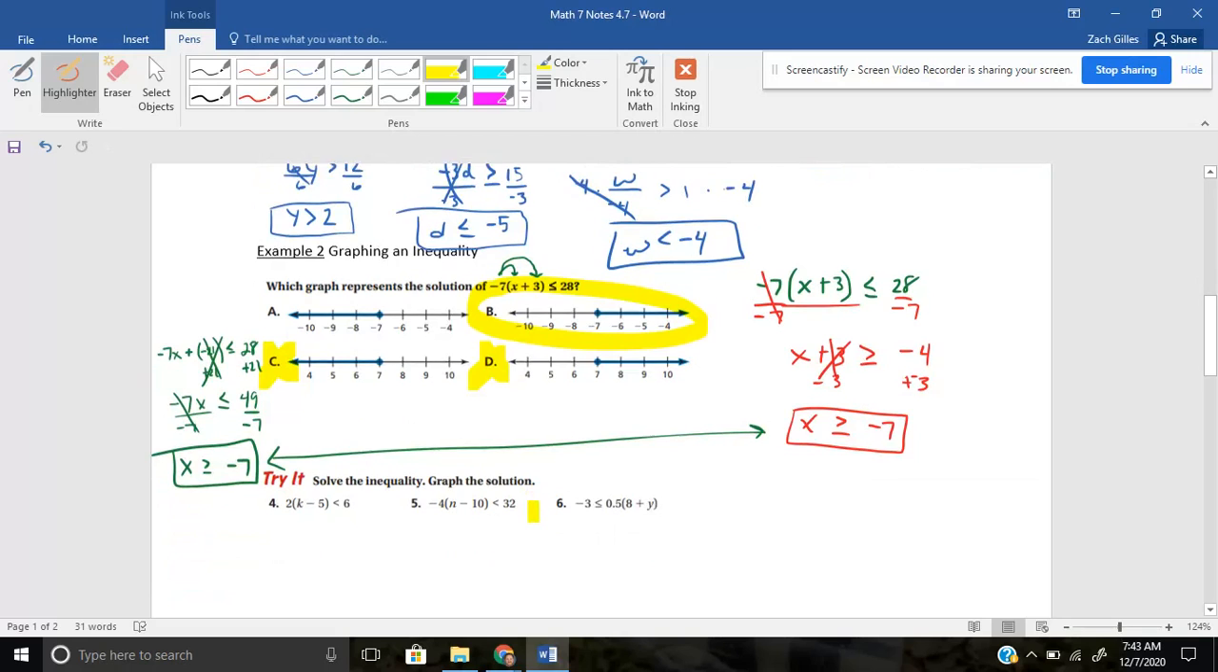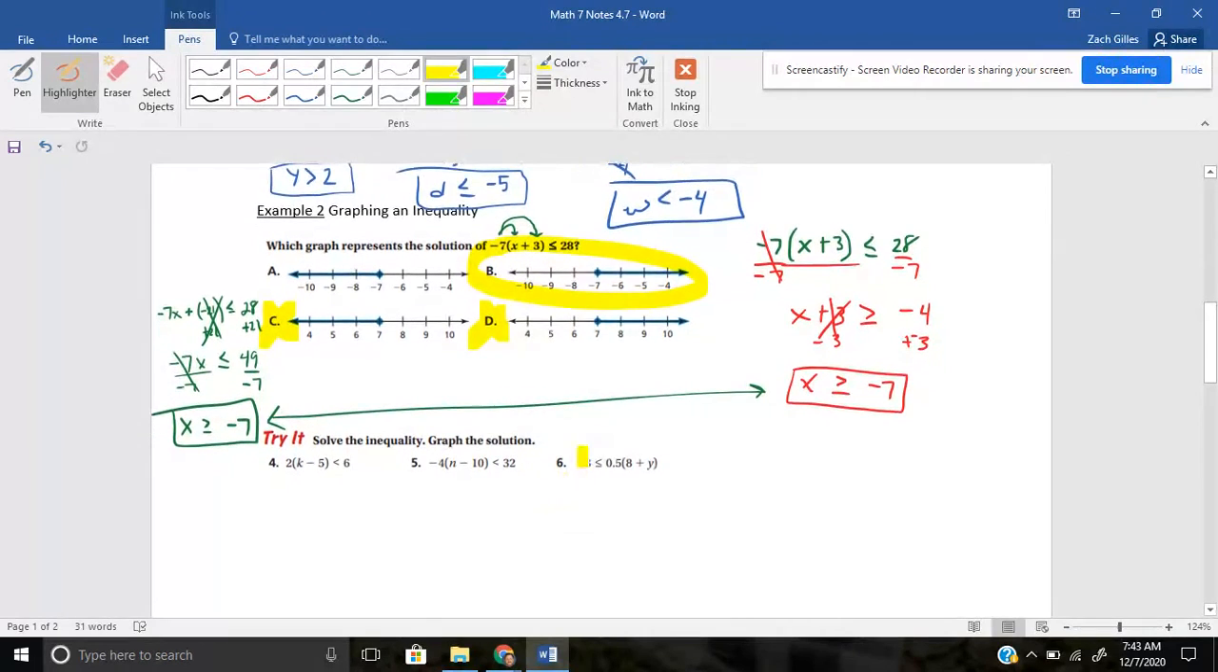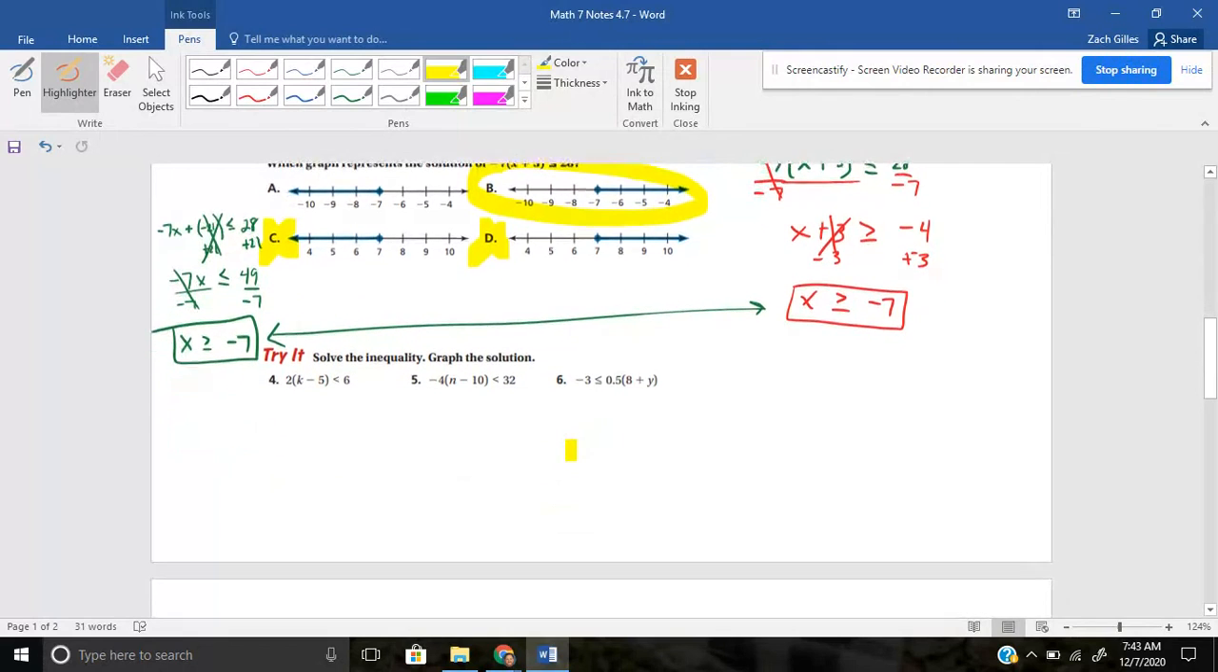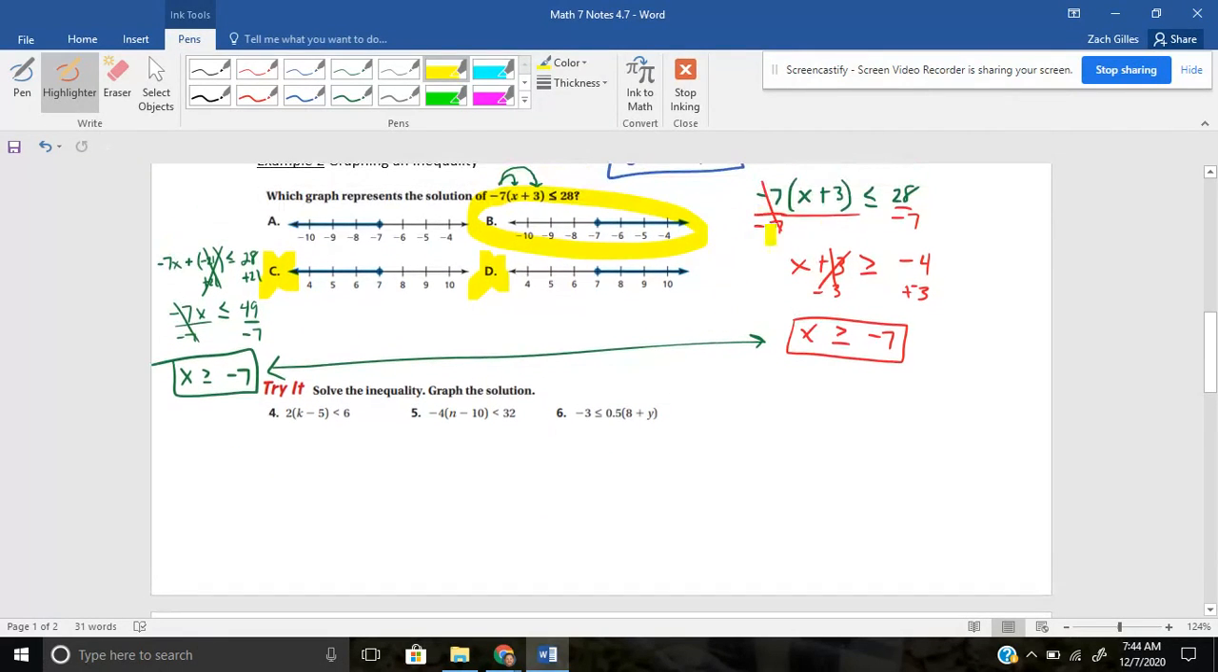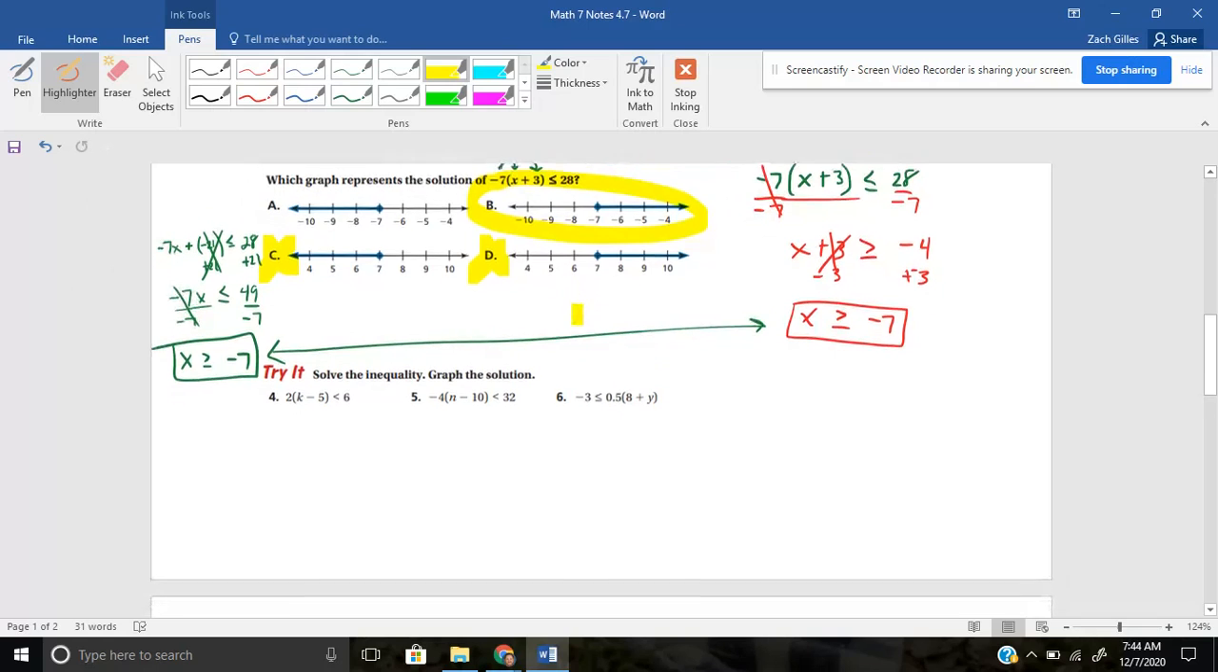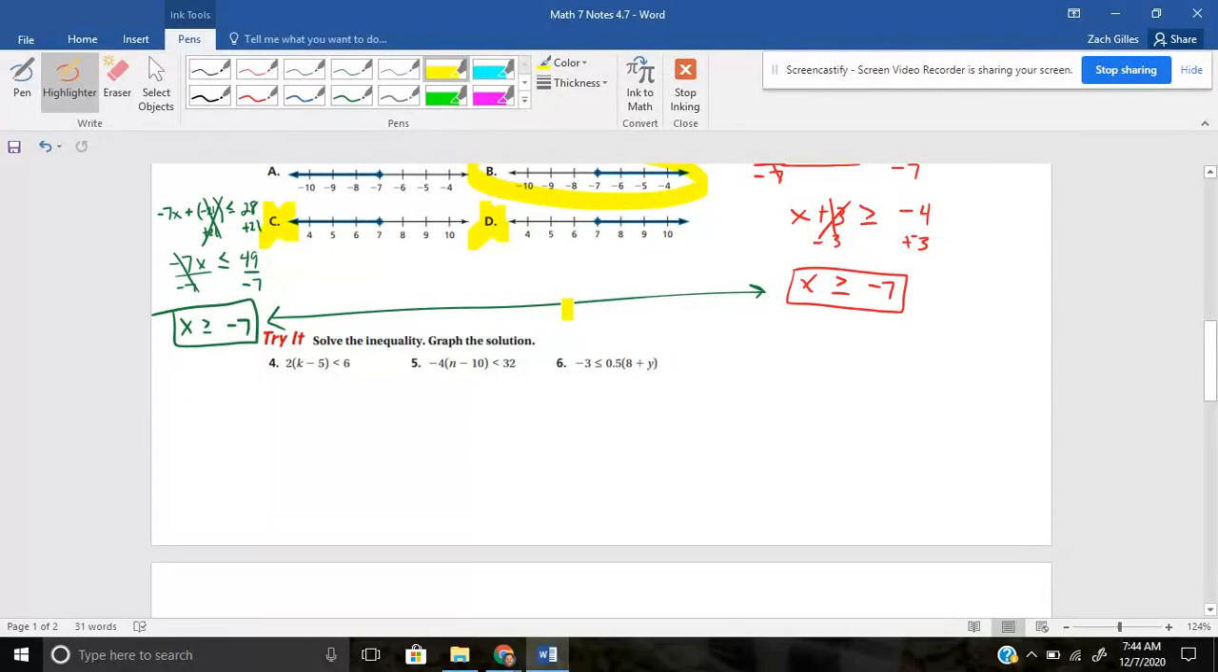Okay. Go ahead and try 4, 5, and 6 here. Please pause the video now and do it either way that you prefer. It's up to you. And then come back to see if you did them right.